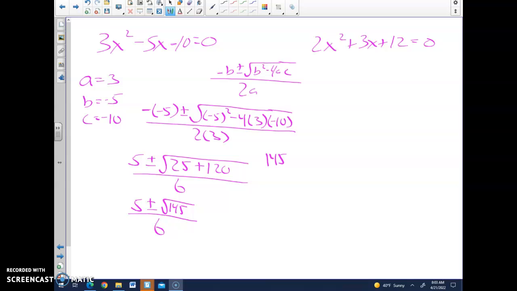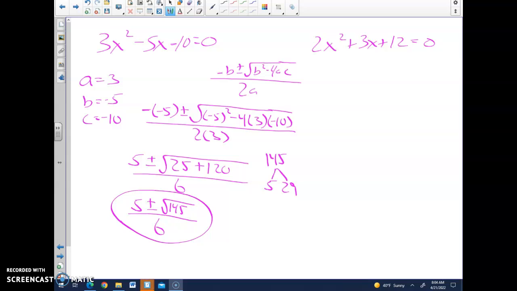Okay, so I'm bringing this 145 down. 3 doesn't go into 145. 1 plus 4 plus 5 equals 10. 10 is not divisible by 3. 5 does go in. And 5 goes in, if I'm not mistaken, 29 times. Nothing else happens. There's no pair of numbers. So this right here is my answer. If you can't simplify it, you just leave it.